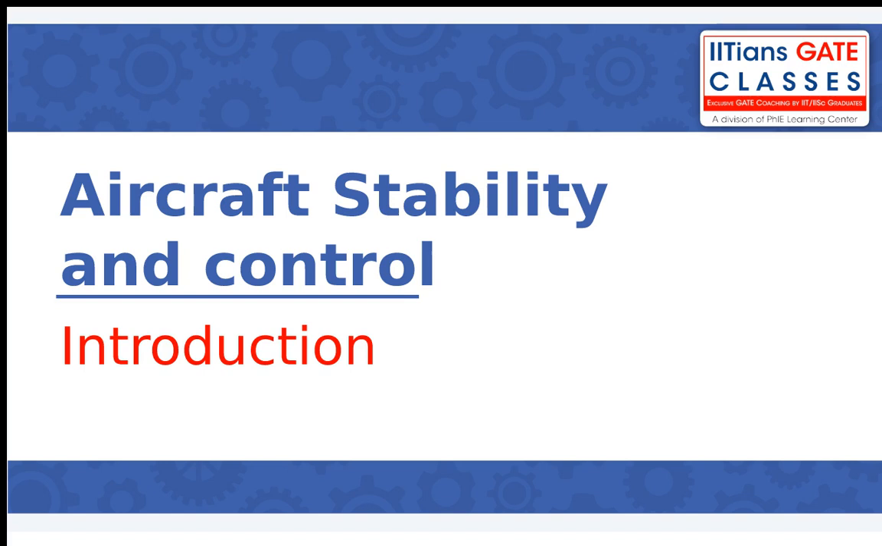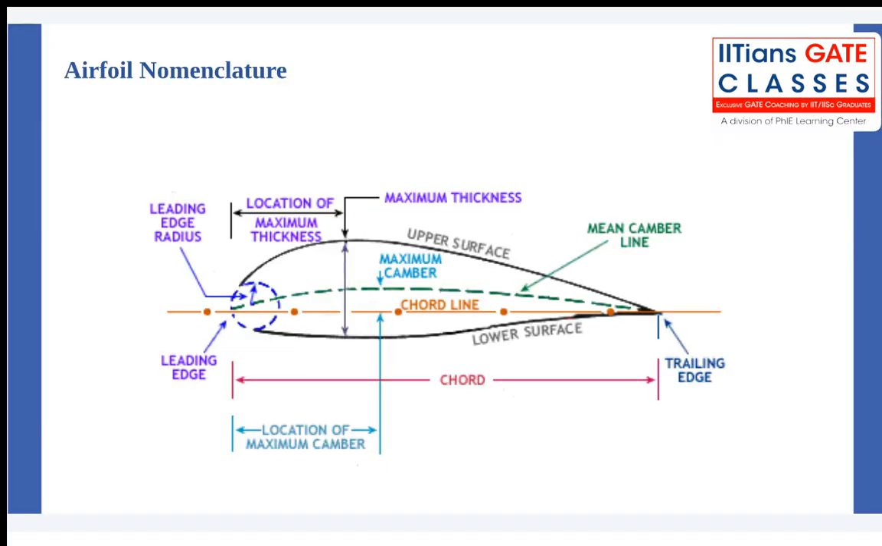Before we start exactly what stability is, what control is, and all of that, just a brief recap of airfoil nomenclature, so that we are up to date and on the same terms. This is the cross section of a wing, the airfoil. You have the leading edge, which is the first point of contact with the oncoming airflow, and the trailing edge, which is the last point that the airflow passes over.